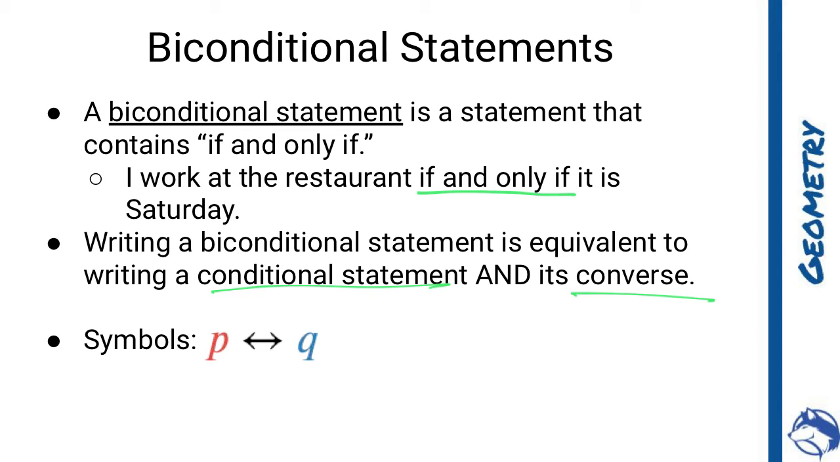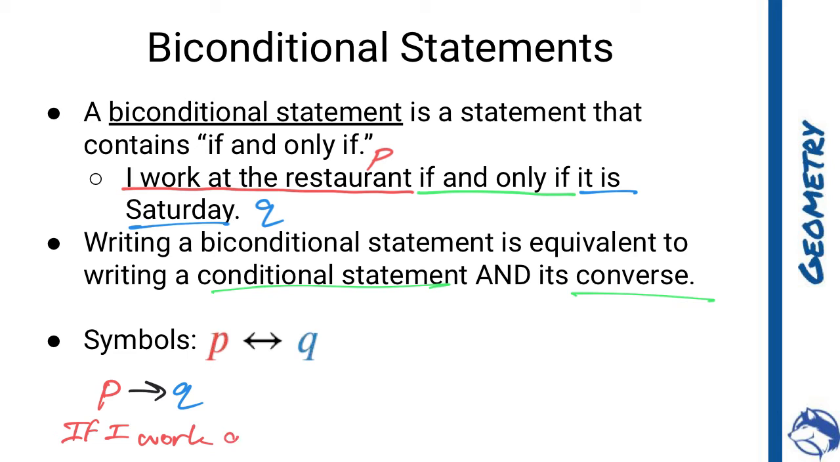So what I'm going to do is always assume that this first part is my P. Let's just do that for this scenario. And then the second part is going to be my Q. So if I write the conditional statement, this is P implies Q. What this would say is: I work at the restaurant. If I work at the restaurant, then it is Saturday.